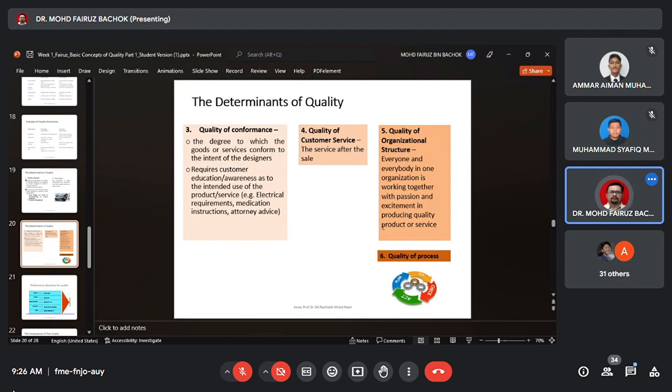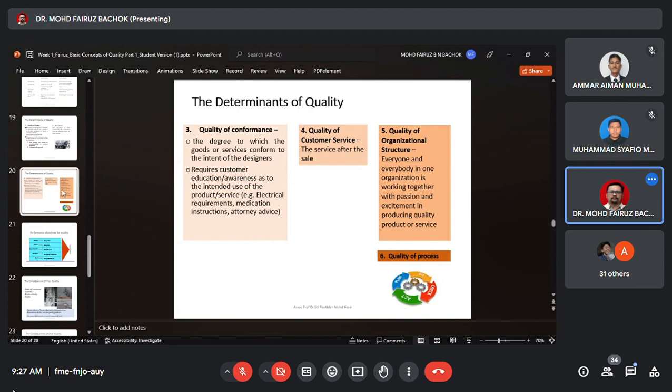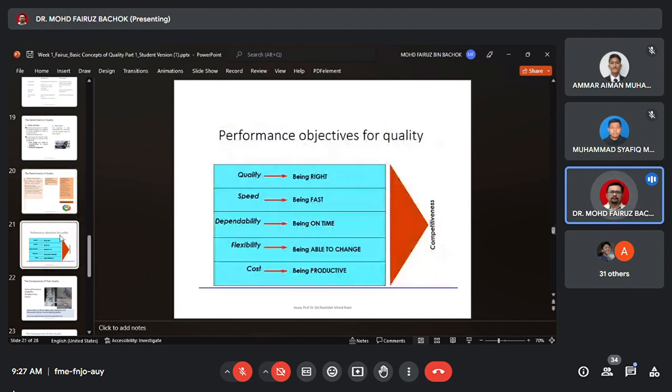But if you don't implement this quality, there will be a high possibility of coming up with low quality products. Because these two have been proved, and there are so many testimonies of coming up with good quality if you implement these quality tools. All right. The next one is the performance objective for quality.